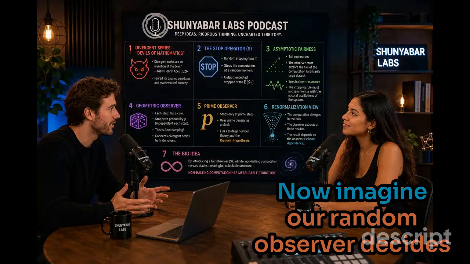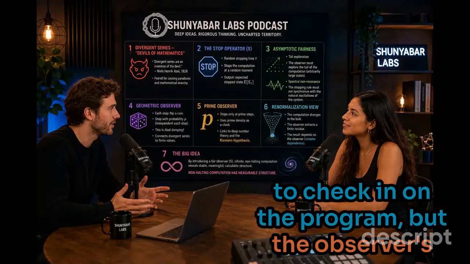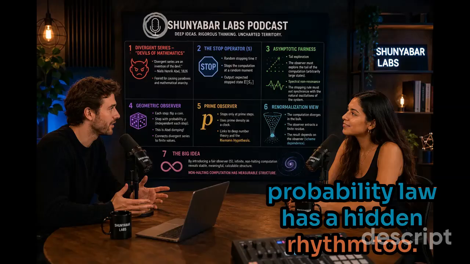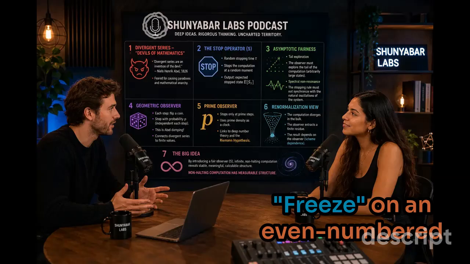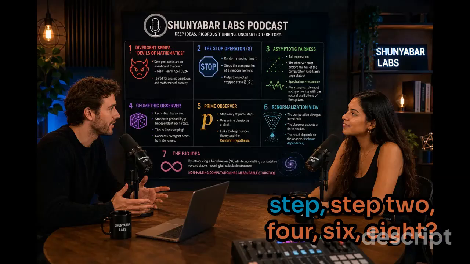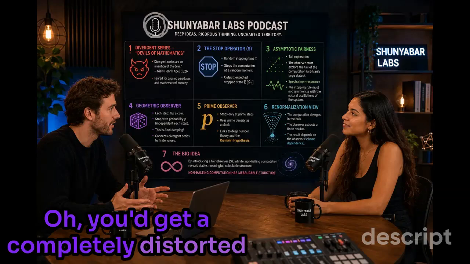Exactly. Now imagine our random observer decides to check in on the program. But the observer's probability law has a hidden rhythm too. What if the observer only ever yells freeze on an even-numbered step? Step 2, 4, 6, 8. Oh, you'd get a completely distorted view of the system.